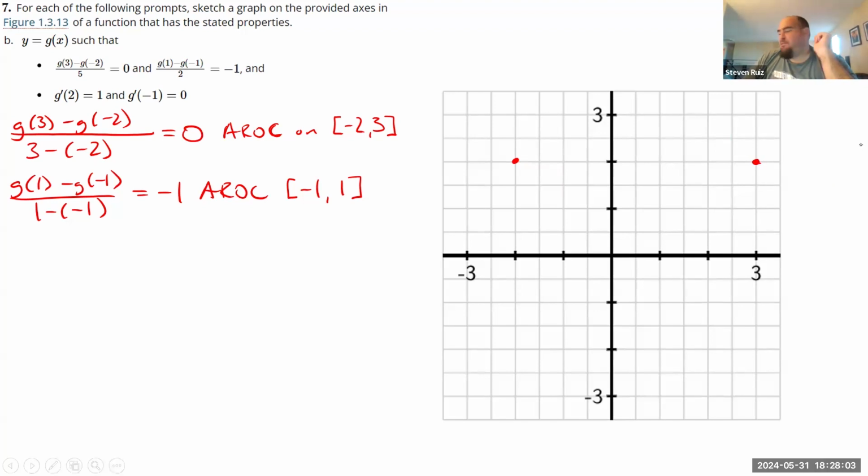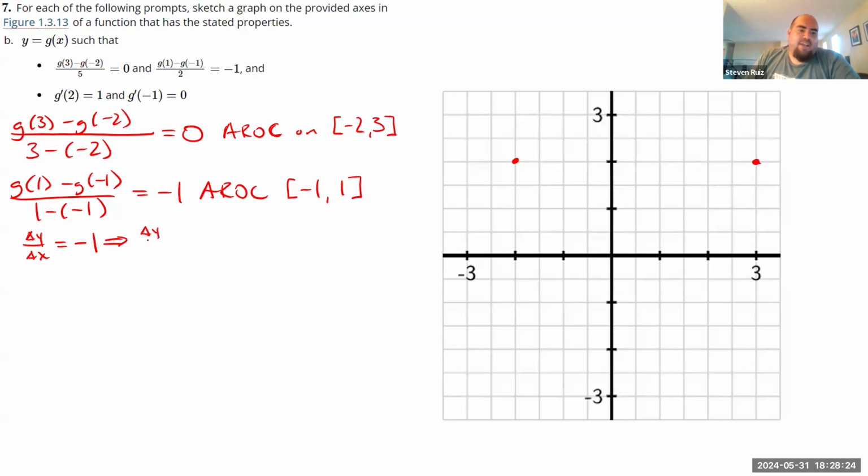So that's how we deal with the average rate of change across the interval -2, 3. How about over the interval -1, 1? Well, the average rate of change there is -1. So let's talk about change in y's and change in x's again. We know that this average rate of change is -1.